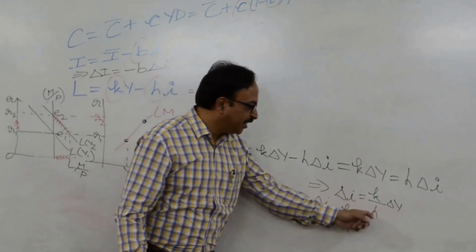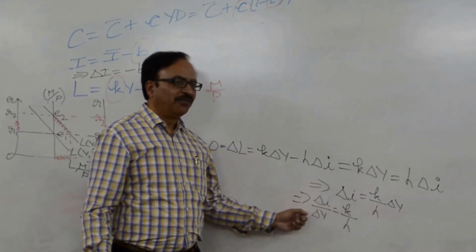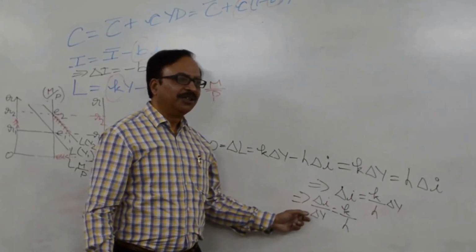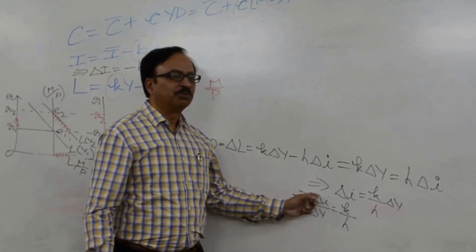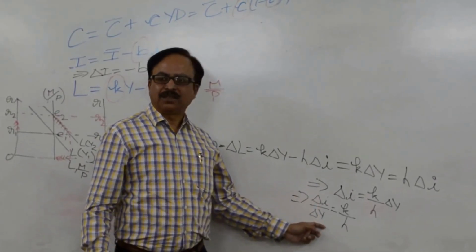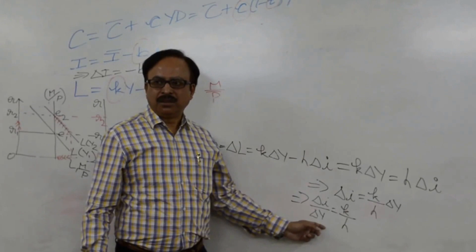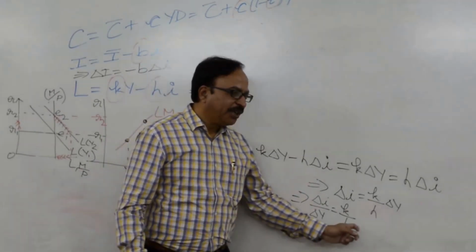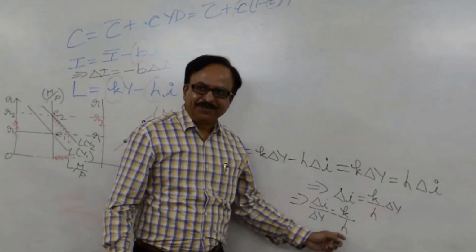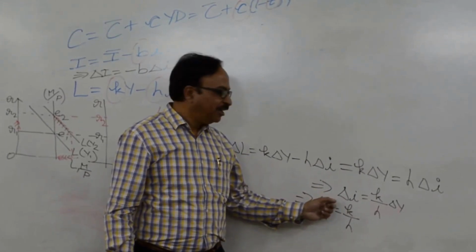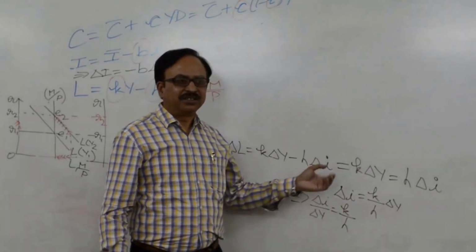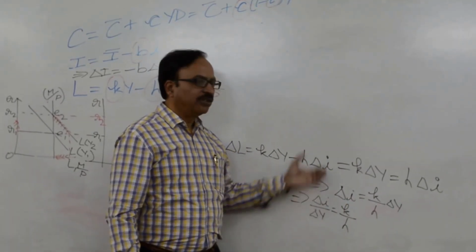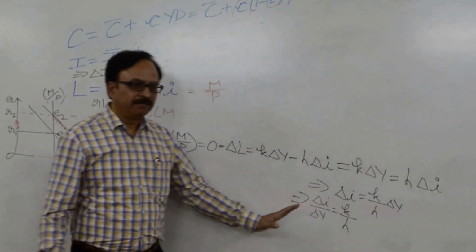So when h is greater, the slope of the LM curve will be smaller because the required change in the rate of interest will be smaller given the change in the income. That's the Keynesian economics. Are you getting this? Yes. So when h is greater, the slope is smaller because the required change in the rate of interest is smaller. When K is greater, of course, the change in the rate of interest has to be greater, and therefore the slope has to be greater.